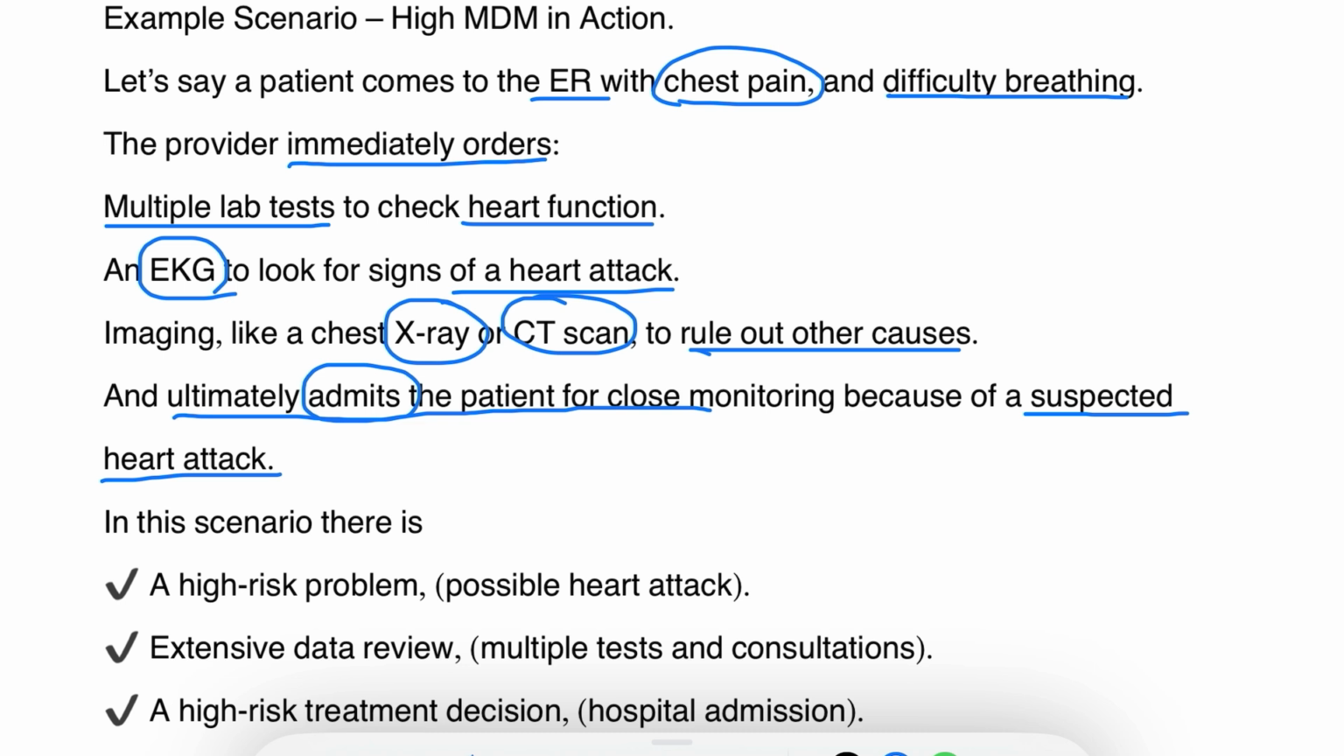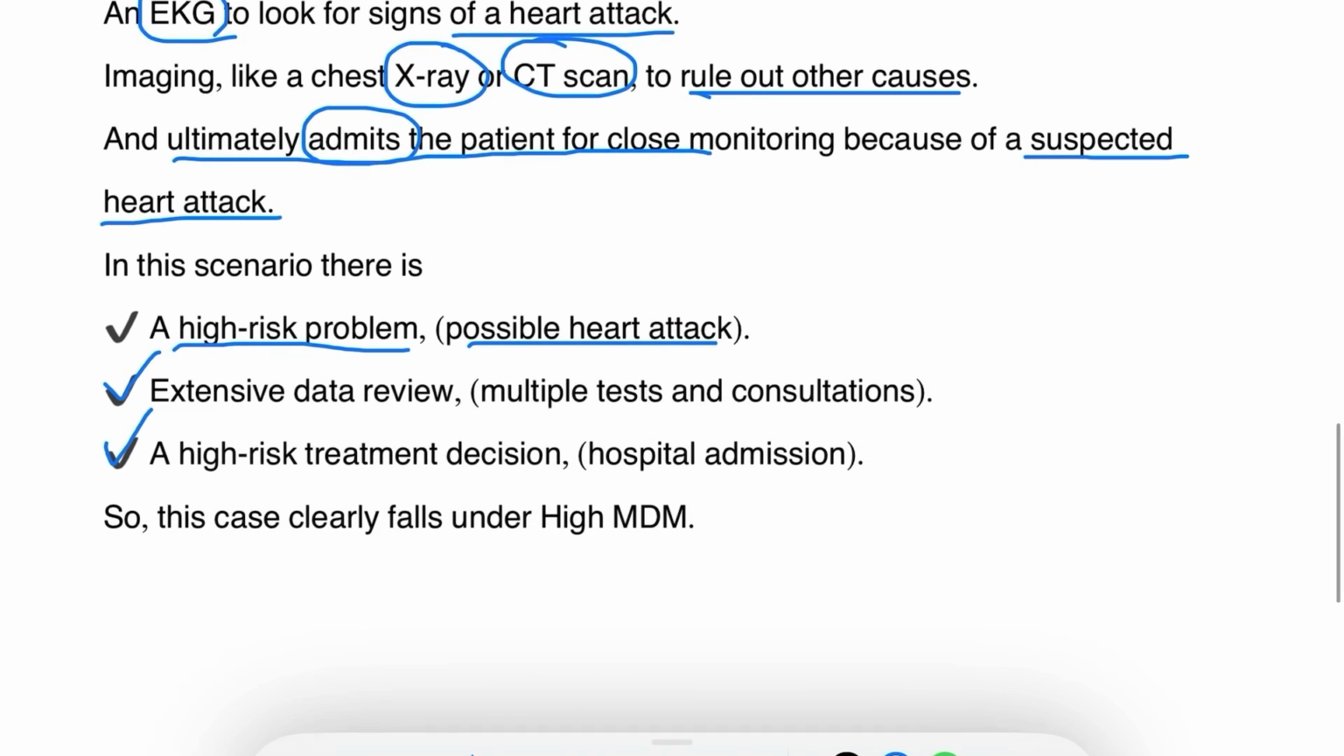In this scenario, there is a checkmark: a high-risk problem, possible heart attack. Checkmark: extensive data review, multiple tests and consultations. Checkmark: a high-risk treatment decision, hospital admission. So, this case clearly falls under high MDM.